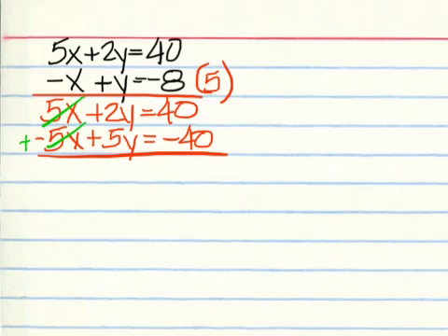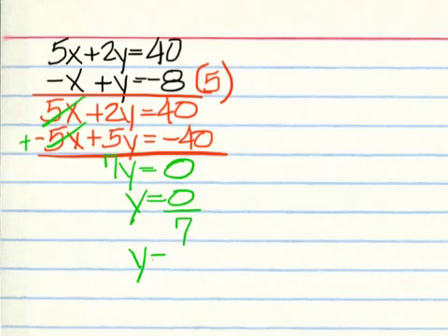So those cancel out and you'll have 2 plus 5. That is a 7. And then 40 plus a -40 is 0. 0 divided by 7 is 0.